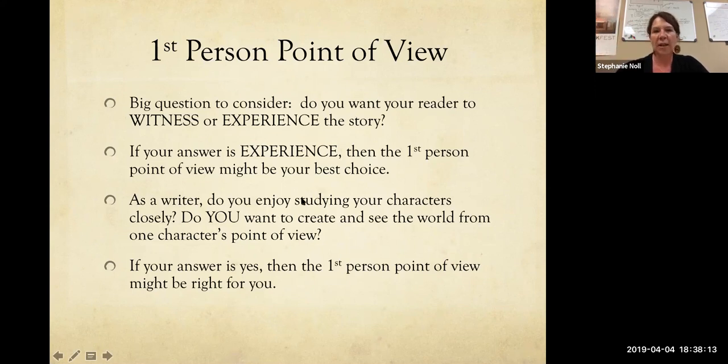Think about those two. I keep thinking of students, I teach all the time. If you want your readers to experience the story, I want you to see that the first person point of view is a good place to start. And if you as a writer are really interested in character study, then I want you to see that this is a good point of view for you. Any questions right now?